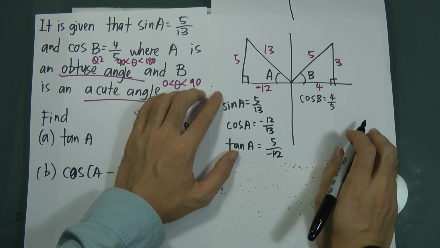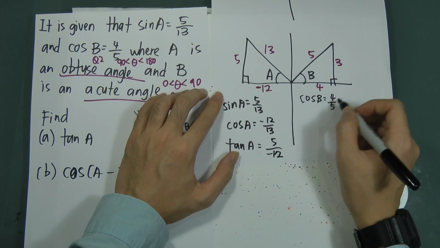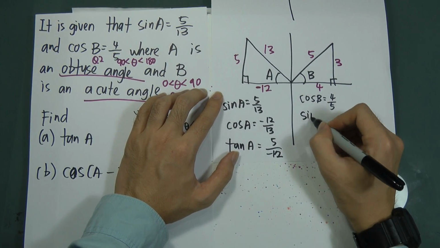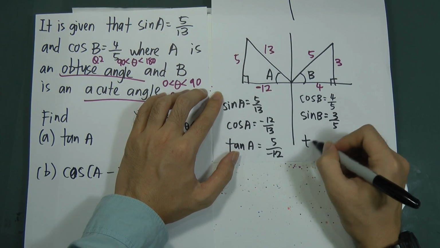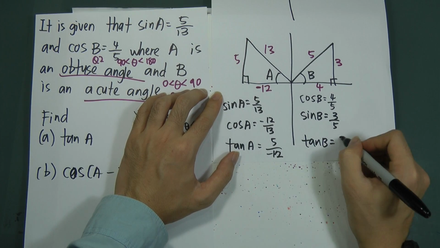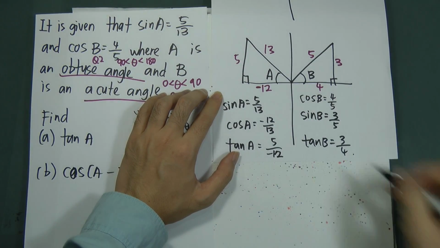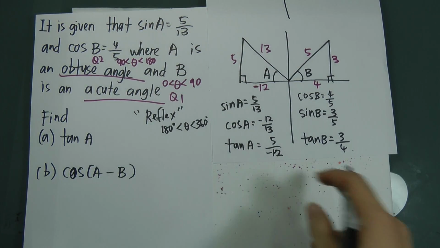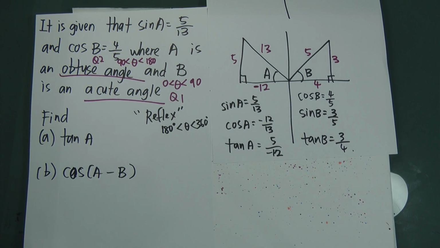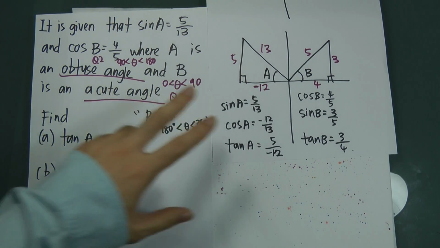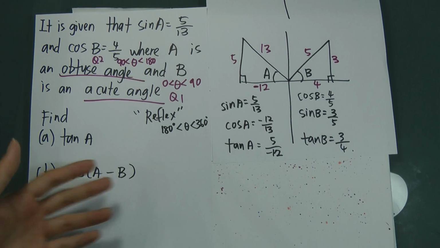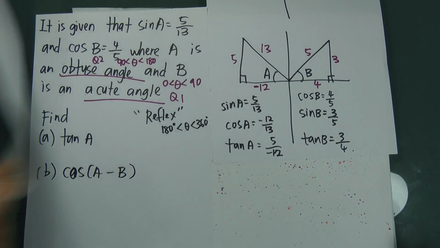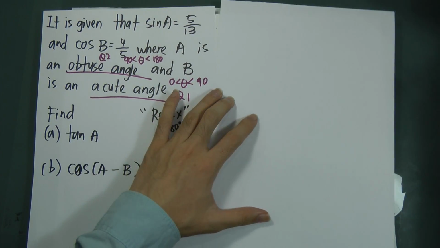Okay, and then I'm going to do B. For B we have cos already, so sin B will equal 3 over 5, and tangent B will equal 3 over 4, opposite over adjacent. After you have all of this information, it's super easy to solve the question. Just memorize how to draw this and how to find all the sine, cos, tangent. It's not hard. Then we continue over here.